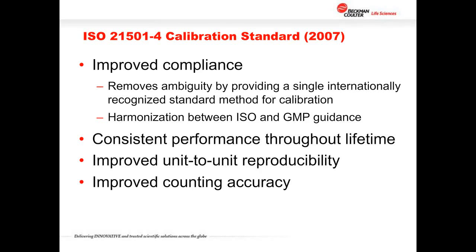So we get some consistency, we remove ambiguity between someone doing calibration with method A and someone else doing it with method B. We're basically saying use the 21501. And this calibration standard, by the way, is not new. It's actually been there since 2007. And so it's something that's familiar generally to the industry. And what that gains us is much more consistent performance throughout the lifetime of the instrument and better unit-to-unit reproducibility. So our overall counting accuracy, and based on that counting efficiency test, improves.